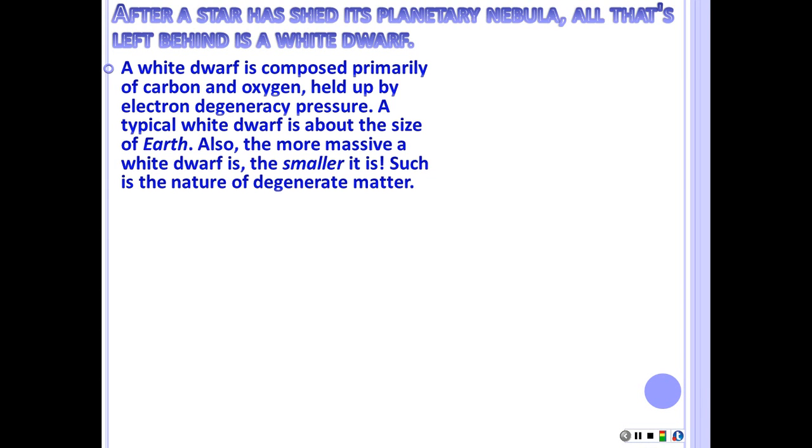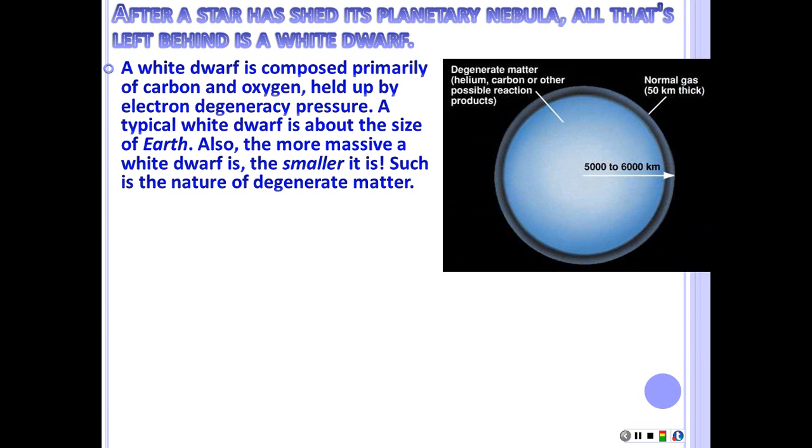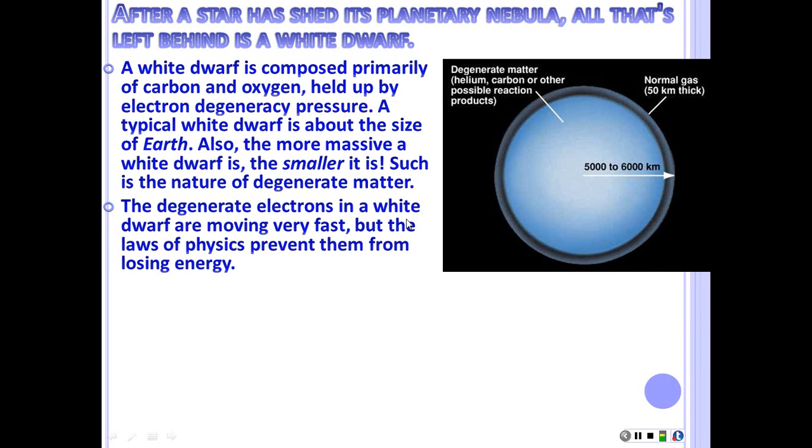And so they're usually made of carbon. There'll be some oxygen in there, and they're about the size of the Earth. And like I said, the more massive they are, the smaller they get. So here's basically, remember that there was some material that was left that collapsed, and that's what caused them to heat up. So the very surface is normal gas, but the center is going to be mostly carbon. And we'll get on to the fact that you have some other things that can form too.